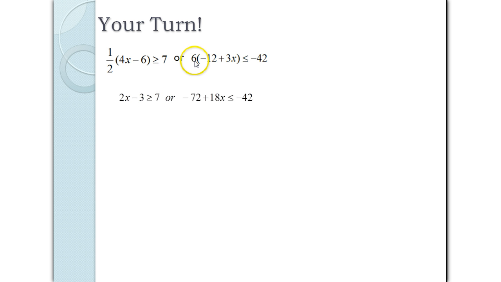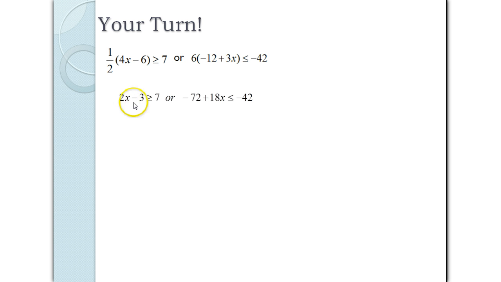Over here, 6 times negative 12 is negative 72. 6 times 3 is 18x. Bring down the inequality sign, bring down the negative 42. So I'm dealing with an OR statement. This is going to be a union. I just solved this as 2 separate inequalities, and I should get 2 inequalities as my answer.